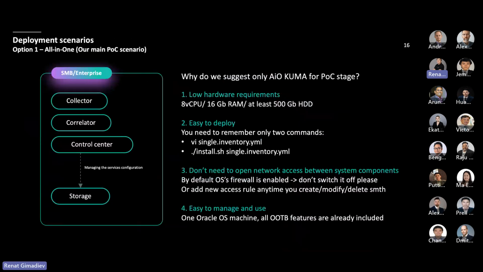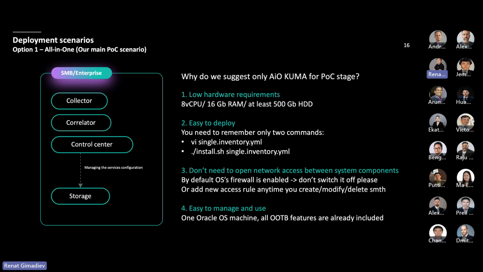Okay. Deployment scenarios. So why do we suggest only all-in-one KUMA for POC? Because it has low hardware requirements. As I said, with all-in-one, we can manage up to 10K EPS on one single machine. And for this purpose, we might start with 8 virtual CPUs, 16 gigabytes of RAM, and at least 500 gigabytes of hard drive. So it's quite easy to deploy.